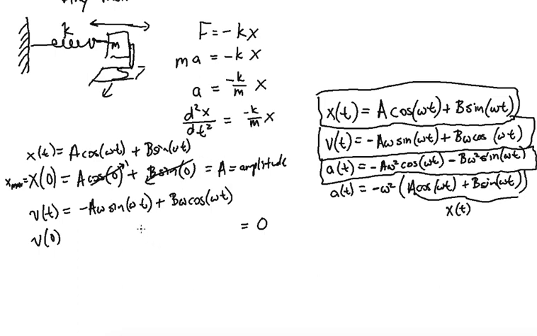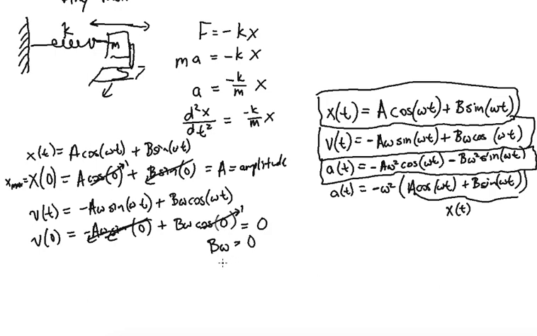Well, let's try it. This is negative A omega sine of 0, because t is now 0, plus B omega cosine of 0. Sine of 0 is 0, so this goes to 0, and therefore this whole part is gone. This whole thing is 0 because sine of 0 is 0. But look over here. Cosine of 0 is 1, which means B times omega has to equal 0.